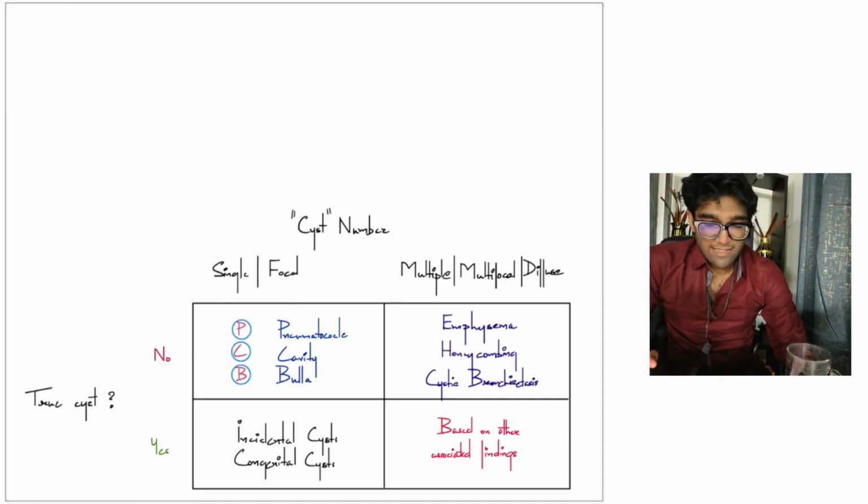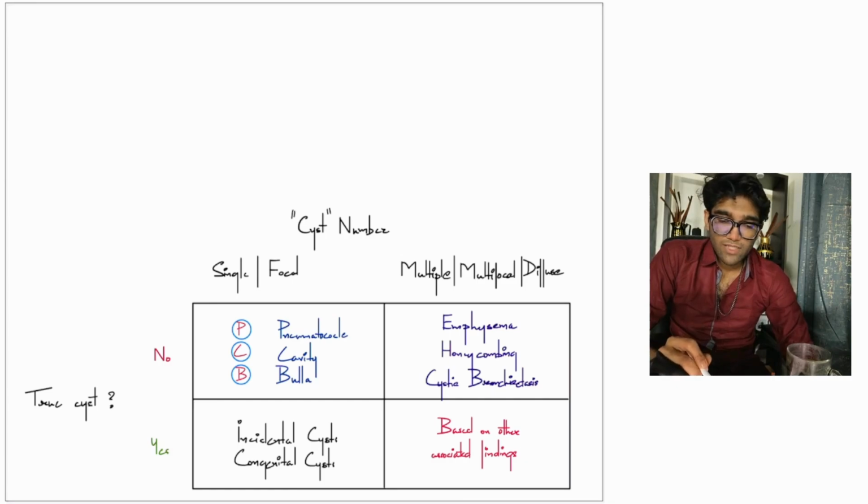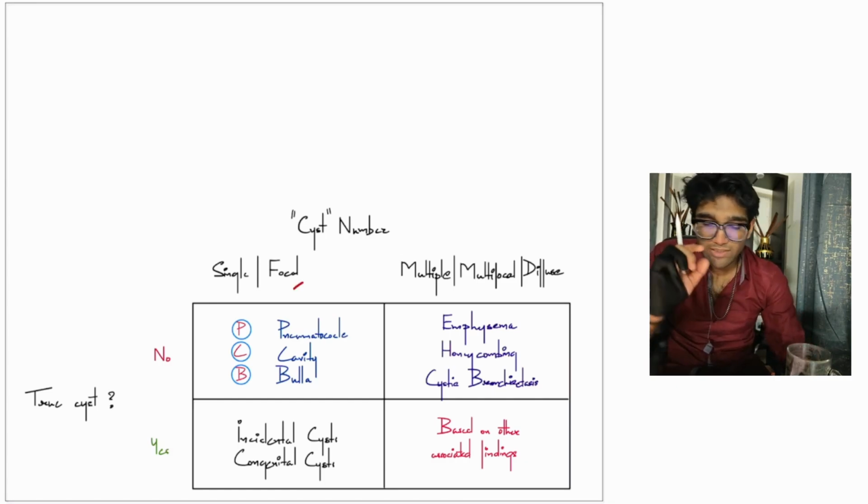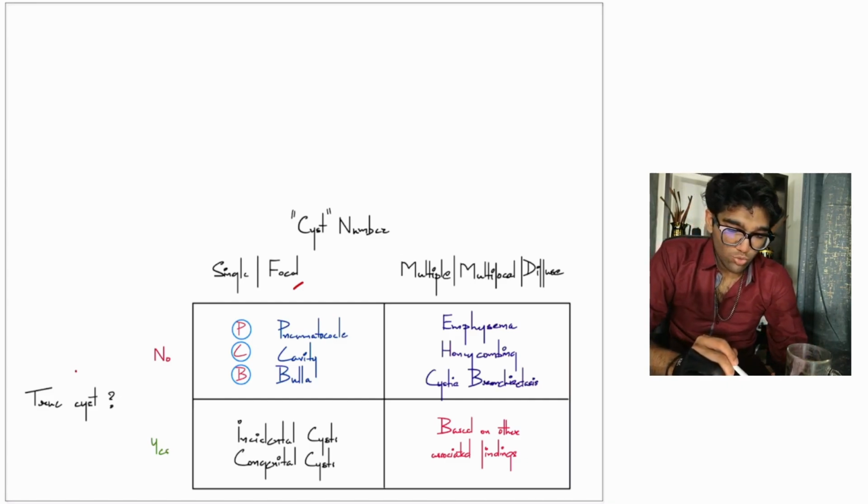Now coming to the last entity, your cyst. Cystic lung disease is evaluated in the context of how many cysts there are. You may have a single or a very few focal cysts, or you have multiple or multifocal cysts. Why? Because the differential diagnosis differs. The other thing is, is it a true cyst or not?